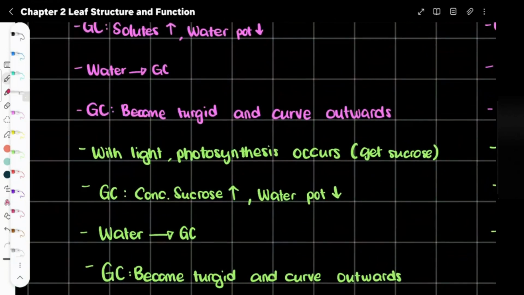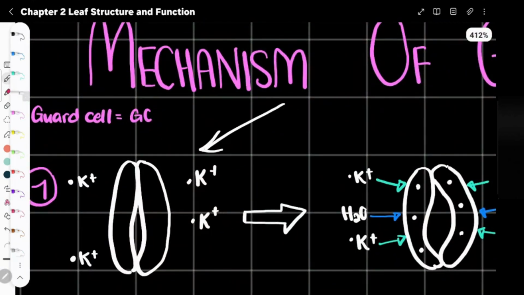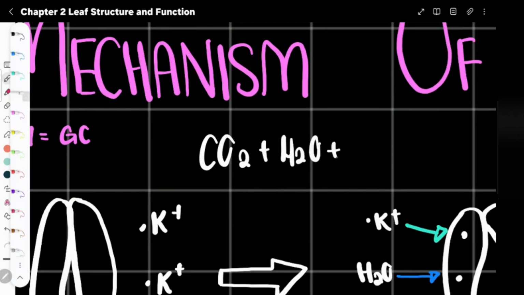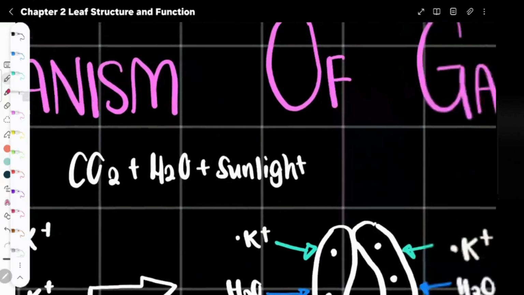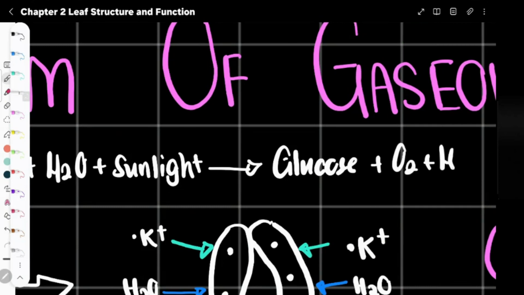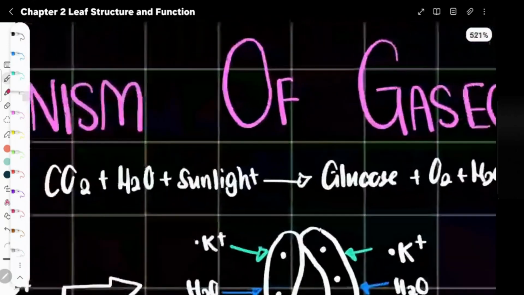Okay, when there's light, when sunlight happens, what will actually happen? The carbon dioxide plus water plus sunlight. Of course, this is photosynthesis. So it produces glucose, oxygen, and water. So this is common sense.